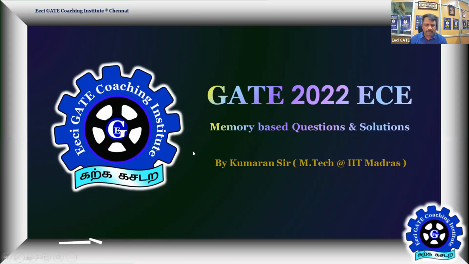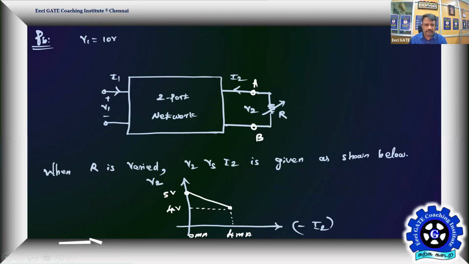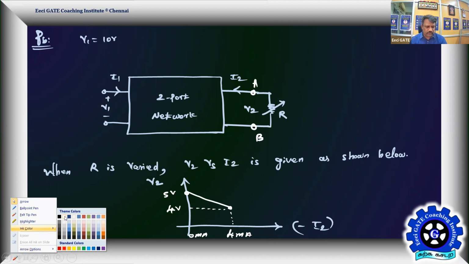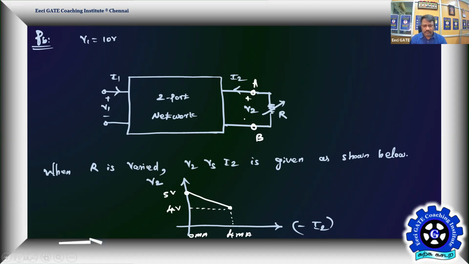The next problem is from electrical circuits. This is what is given. It looks like a two-port network. Input port V1, I1, output port V2, I2. Maybe you can also mark the potentials of V2 as plus and minus, like V1. The input port is excited by 10 volt. What is exactly the problem?